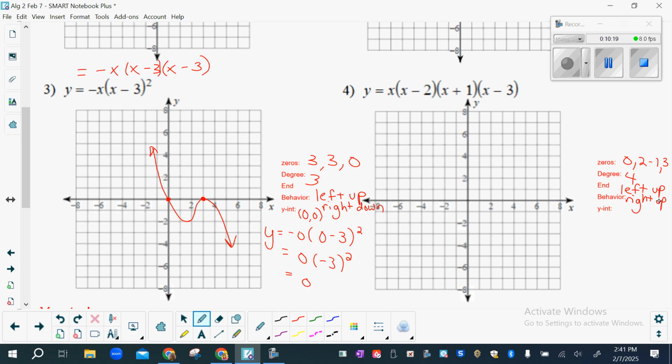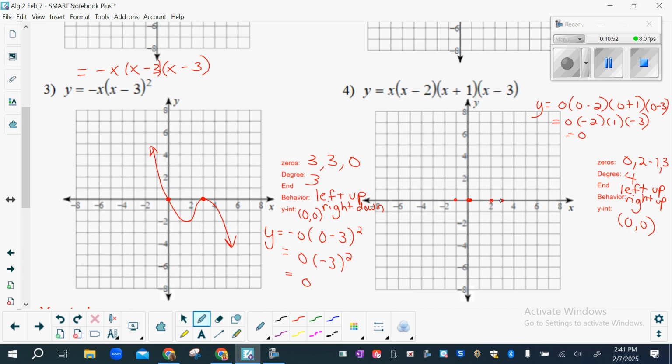Okay, our y-intercept. Some of you may be able to get this just by looking at it. That's great. This group here, what's my y-intercept? 0. So my y-intercept is (0, 0). We have a 0, 2, -1, and 3.